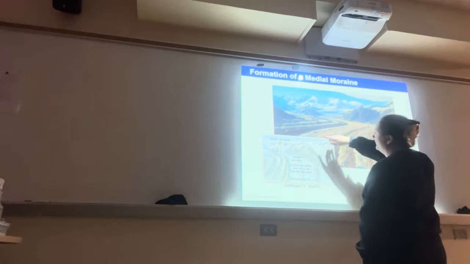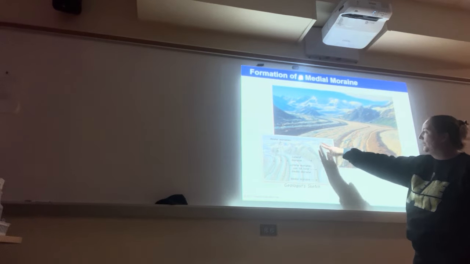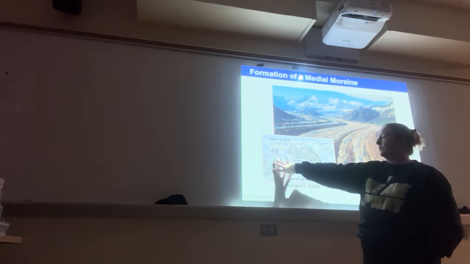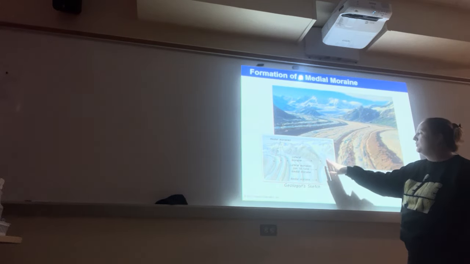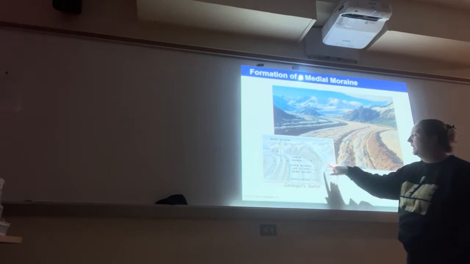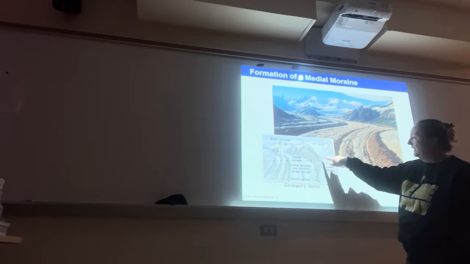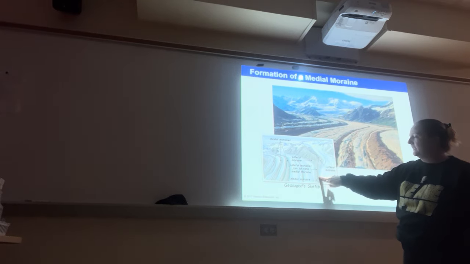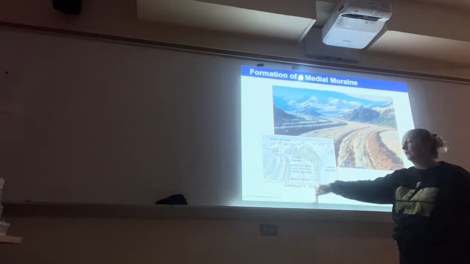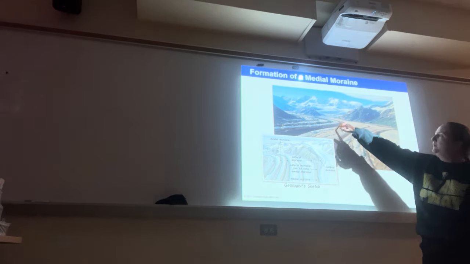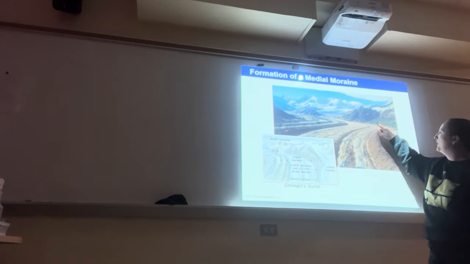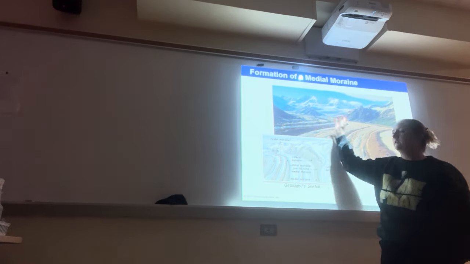So here we have, it's a little easier to see here, two glaciers. We have a main glacier here. We have a tributary glacier here. As this tributary glacier feeds into the main one, what was its lateral moraine now is going to be at the center of this larger glacier to create a medial moraine right in the middle. So big medial moraine here, lateral moraines off to the sides.